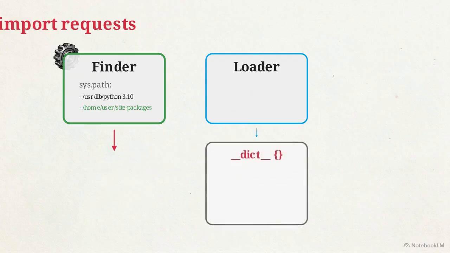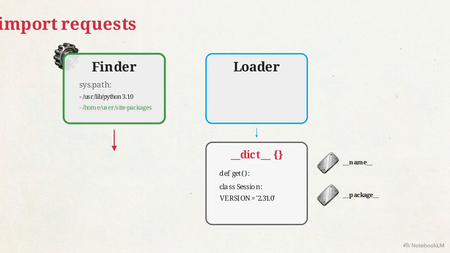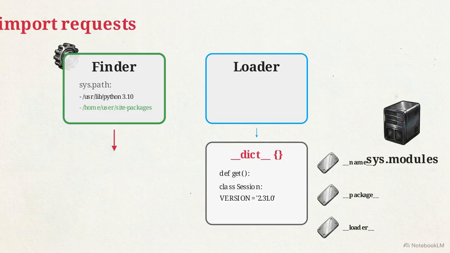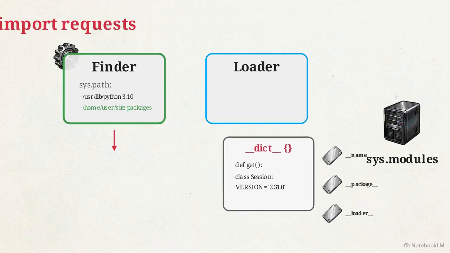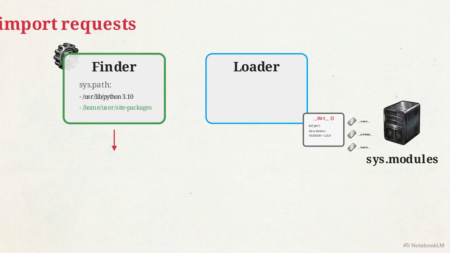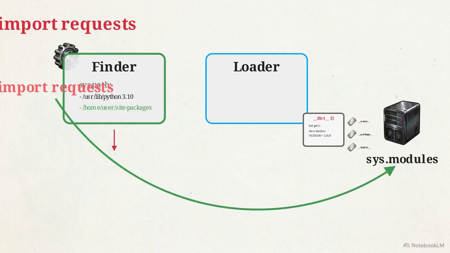The loader actively executes the source code line by line, filling the empty module dictionary with live objects. Before finishing, the import machinery stamps this dictionary with critical metadata, securely attaching the fully qualified name, the package string, and a reference back to the loader itself. To prevent redundant executions, the final initialized module is cached inside a system registry called sys.modules. Any subsequent import request will pull directly from this cache.